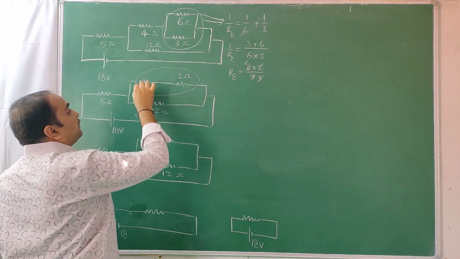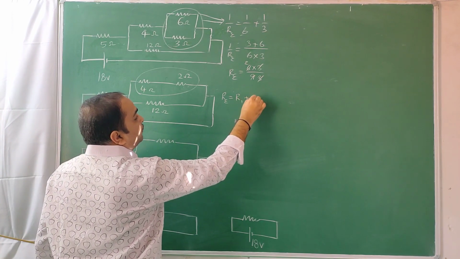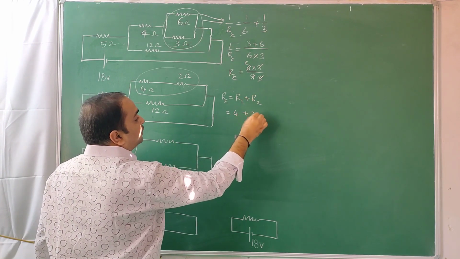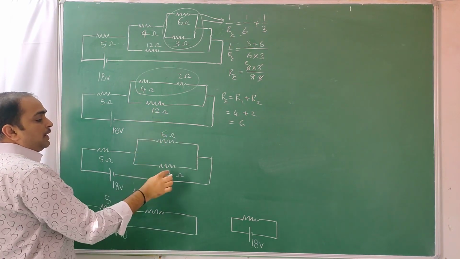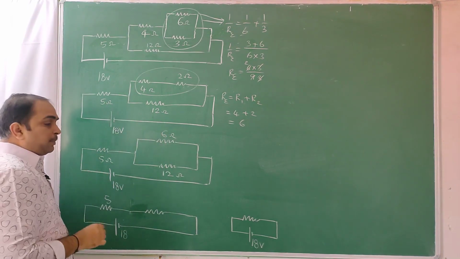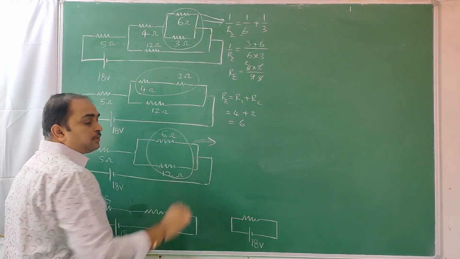So I am rounding that part which I am going to reduce. R equivalent is equal to R1 plus R2, that is 4 plus 2, that is 6. So the new value is 6 ohms. The previous 12 as it is I kept, the previous 5 as it is I kept. Now these two are in parallel, so this is to be reduced now. This is called successive reduction.